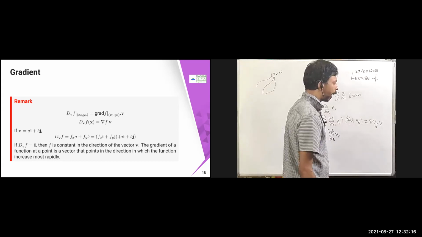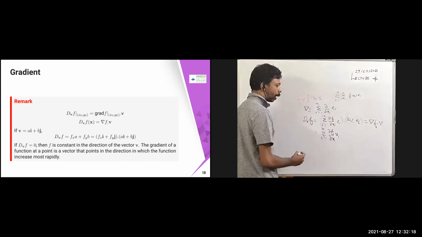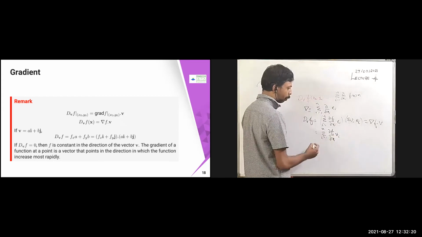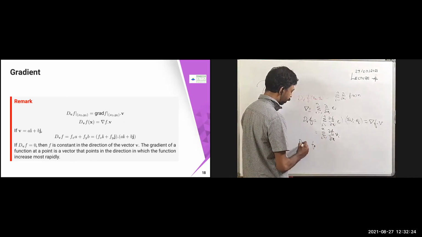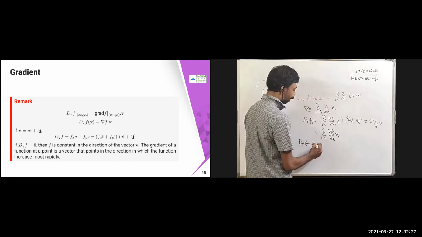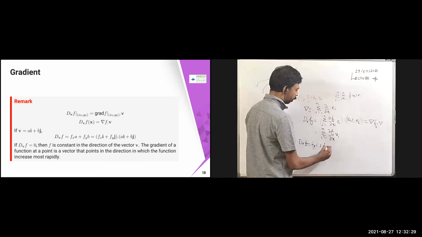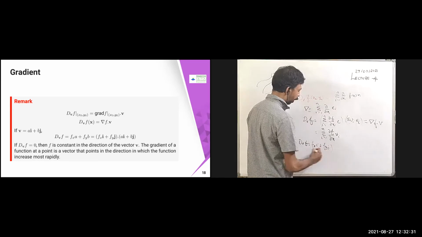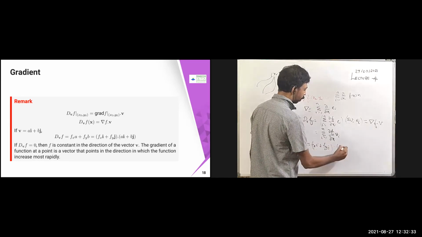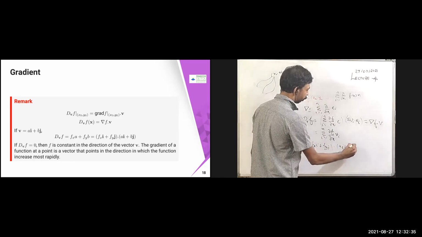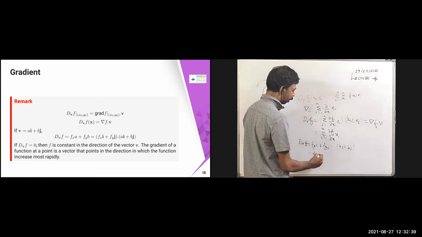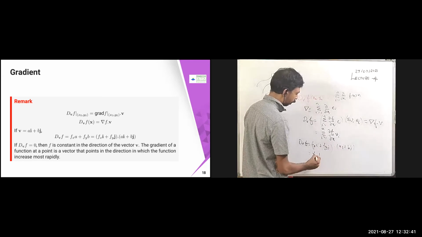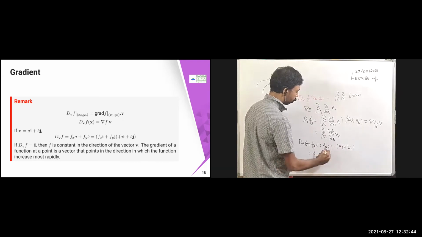If v equals ai plus bj, then in that case dv f can be written this way. I'm just giving it as a simple example. dv f can be written as fx i plus fy j dot ai plus bj. That means it is going to become fx a plus fy b.